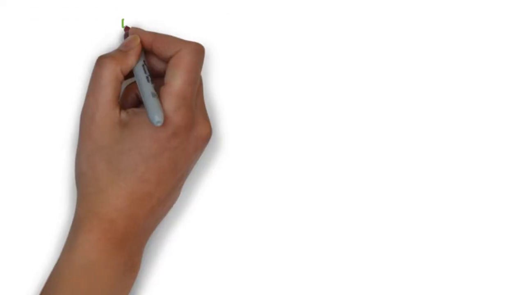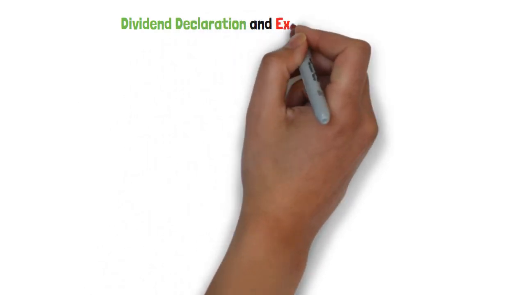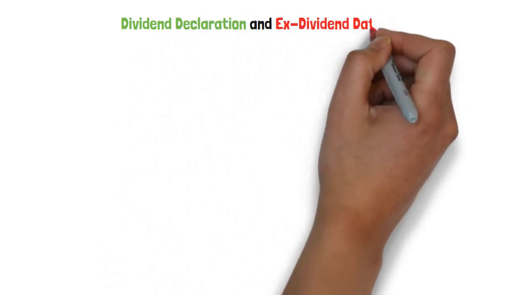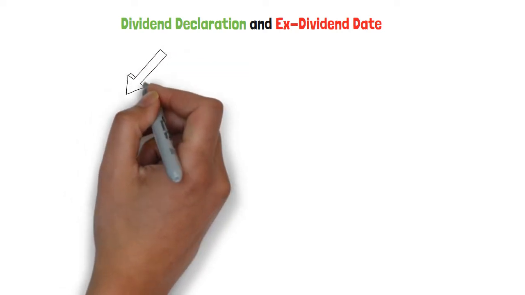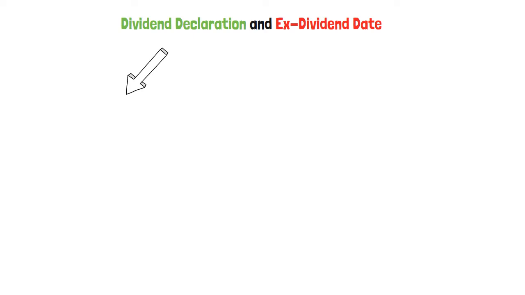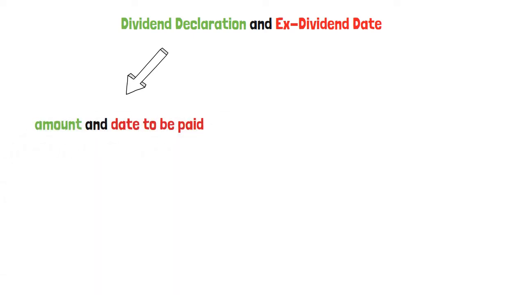So now let's take a look at what a dividend declaration and ex-dividend dates are and what kind of role and impact they have when it comes to the price of a stock. Now, before a dividend is paid out to investors, the company must first declare the dividend amount and the date when it will be paid. The declaration of a dividend naturally encourages investors to purchase the stock.